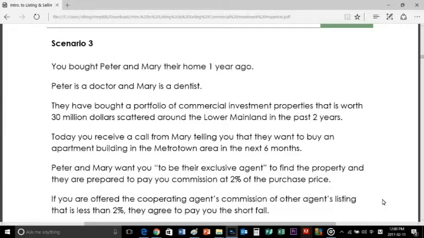Scenario 3. You bought Peter and Mary their home a year ago. Peter is a doctor and Mary is a dentist. They have bought a portfolio of commercial investment properties that is worth $30 million scattered around the Lower Mainland in the past 2 years. Today you receive a call from Mary telling you that they want to buy an apartment building in the Metrotown area in the next 6 months. Peter and Mary want you to be their exclusive agent to find property, and they are prepared to pay you commission at 2% of the purchase price.